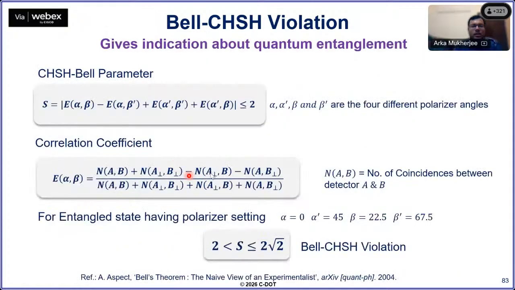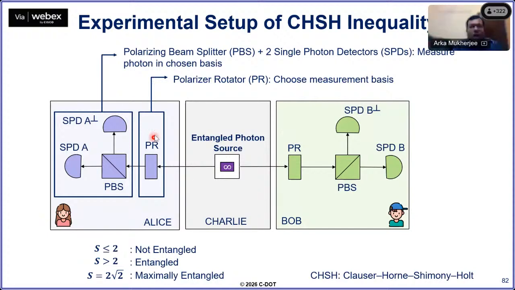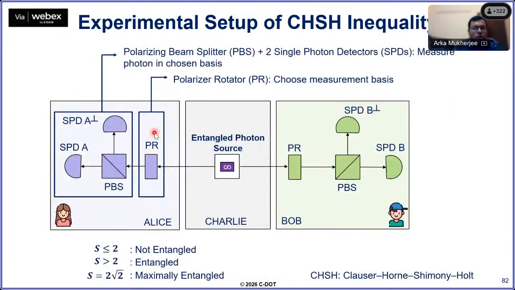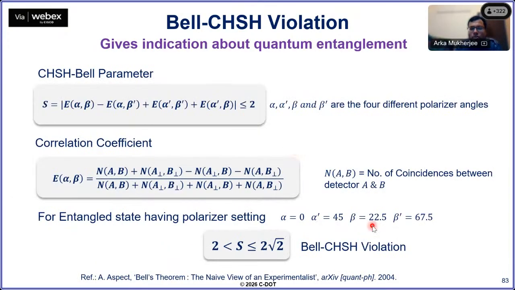So these are the coincidence parameters, and from this equation we need to calculate the E values, E for alpha beta, and this alpha beta is basically the settings of this polarization rotator. At which angle? Alpha is for Alice, beta is for Bob. So we need to rotate the polarization rotator to a certain angle based on the alpha beta value. For example, we need to calculate E alpha beta. So alpha will be 0, this polarization rotator will be placed at a 0 degree angle, and this one will be kept at beta, that is a 22.5 degree angle.